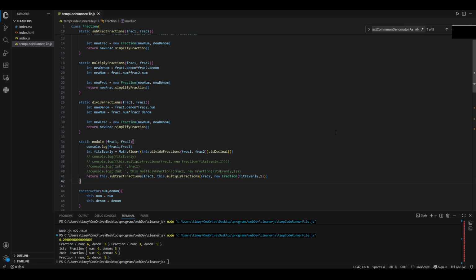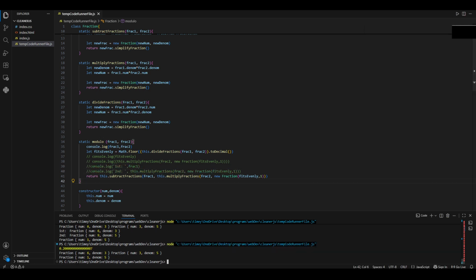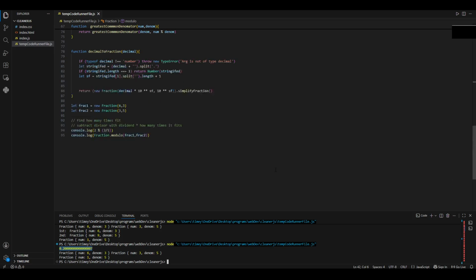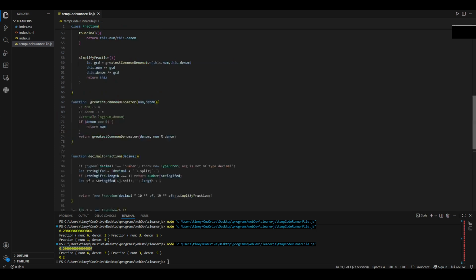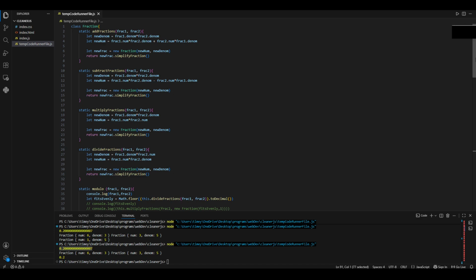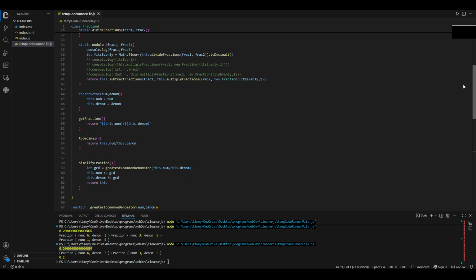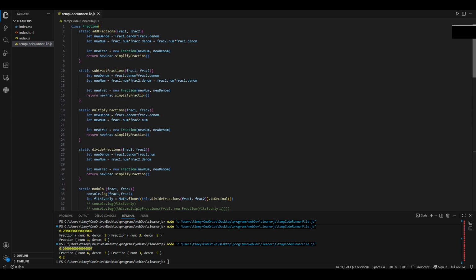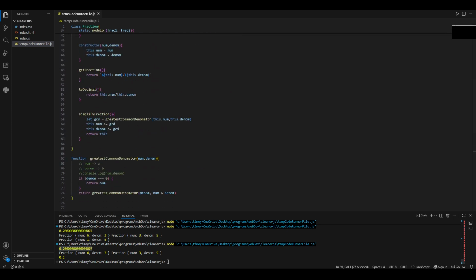There it is. And we get 1/5, which is more accurate than that. There it is. Okay. So it works. A little bit of troubleshooting. If we test it out, it's more accurate than the standard way. So, yeah, that's how you can add the modulo operator to fractions in JavaScript.